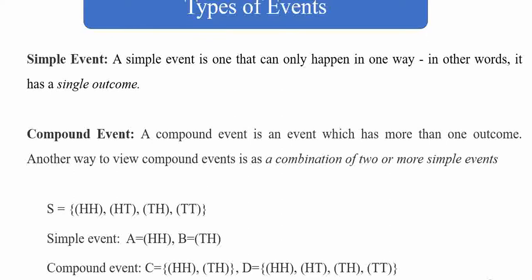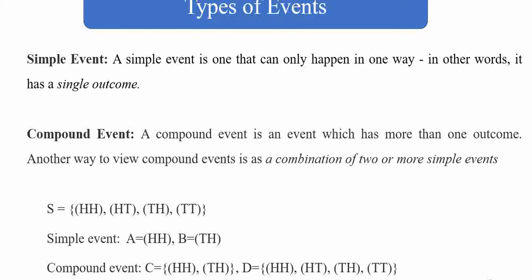Compound event. A compound event is an event which has more than one outcome. Another way to view a compound event is as a combination of two or more simple events. So simply, when you know that a simple event is the event which has a single outcome of an experiment, then the compound event has more than one outcome, or you can say it is the combination of two or more simple events. Simple events of course have one single outcome.